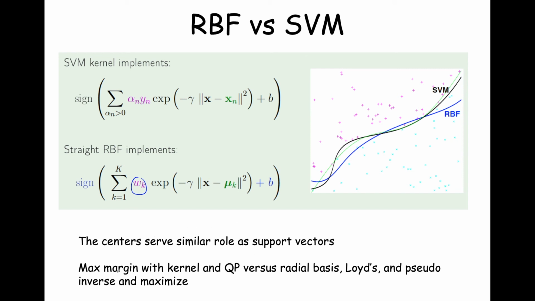And you can solve with support vectors. You, of course, solve the max margin classifier with a kernel, radial basis kernel, and use quadratic programming. Now, with the radial basis approach to classification using these k centers, you're using Lloyd's algorithm to get your cluster assignments and therefore your centers, and then pseudo-inverse to maximize them. All right. So this is a comparison between radial basis function and support vector machine.